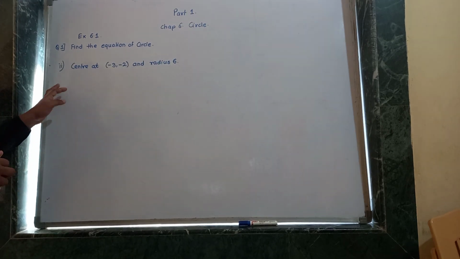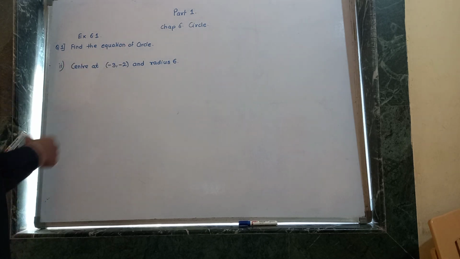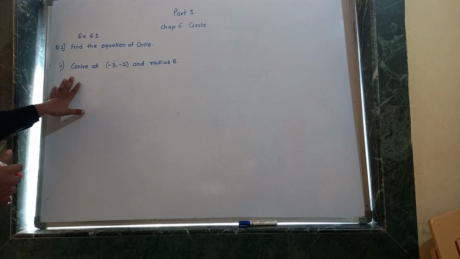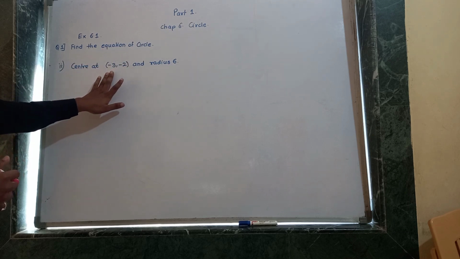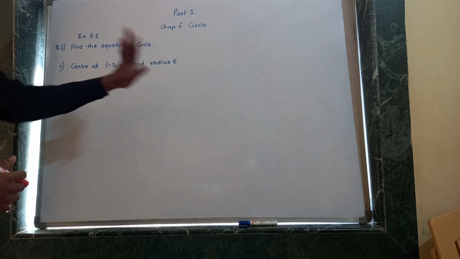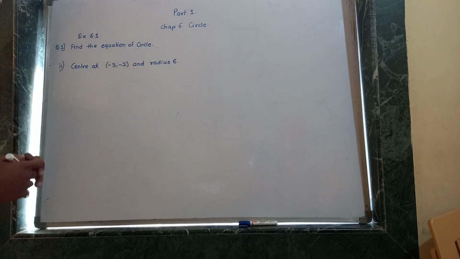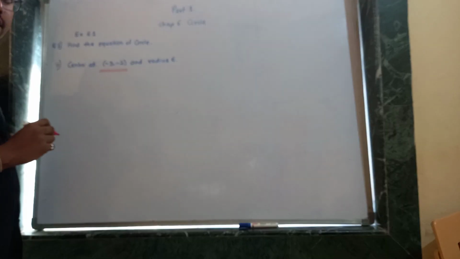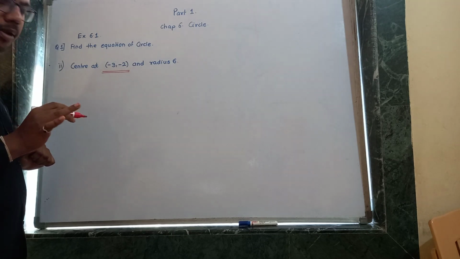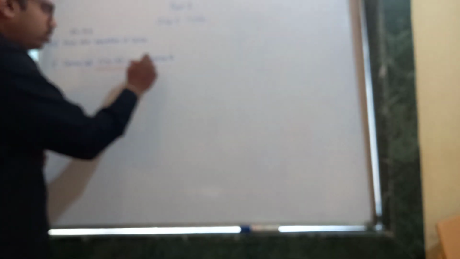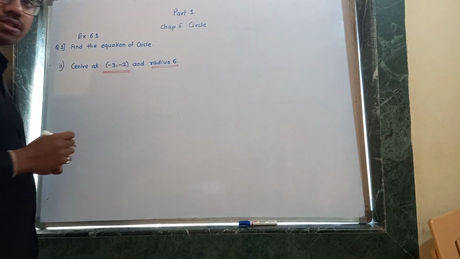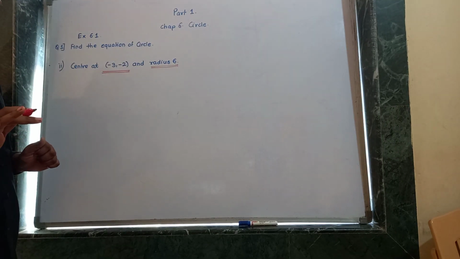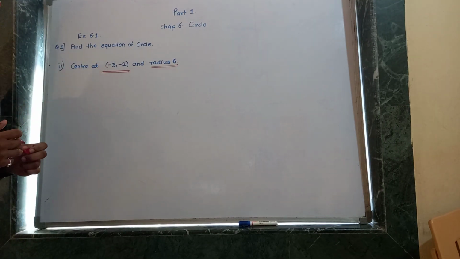Okay, this one is the second question for us. Again, what we have to find? The equation of the circle. The given things are: center is at (-3, -2) and radius is 6. Here they have said the center is at (-3, -2), that means the center is not at origin. The center is provided and the radius is also provided to us, that is 6. Okay, fine.